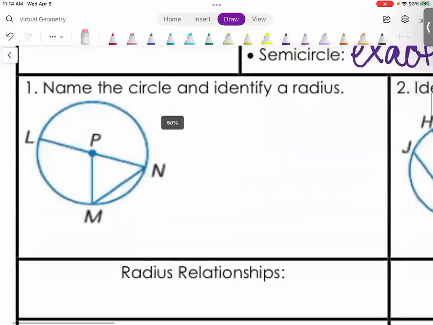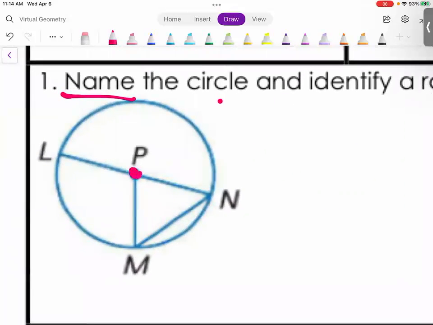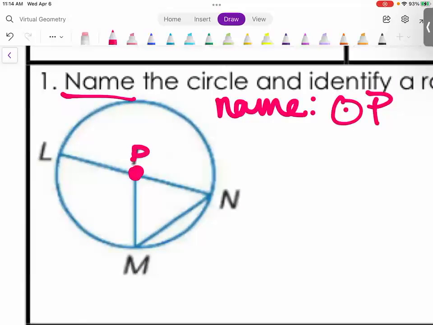All right, so we're going to name the circle and identify a radius. Now, there are in fact 3 radius segments in this figure, so we're going to name all 3. All right, when we name the circle, we have to use the center. So my center is the letter P. So when I name this, I have circle P.